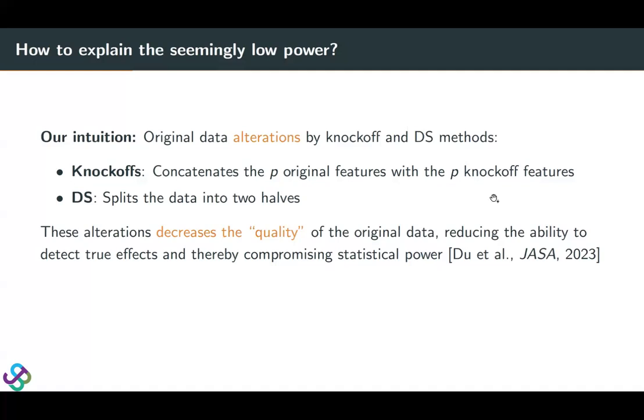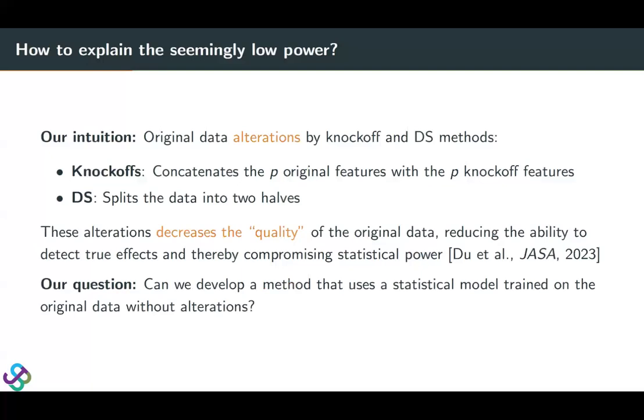While DS only fits the model on 1/2 of the sample size. So you also lose quality sample size. So both alterations decrease the quality of the original data. Therefore, with the poorer model fitted on poorer data, we think there will be a reduced ability to discover true effects. And then we have low power. So this issue has also been mentioned in this JASA paper, the data splitting paper.